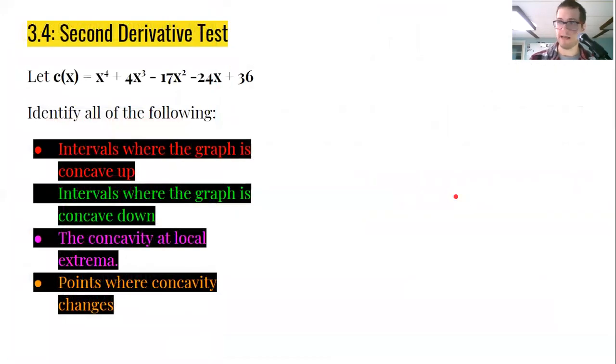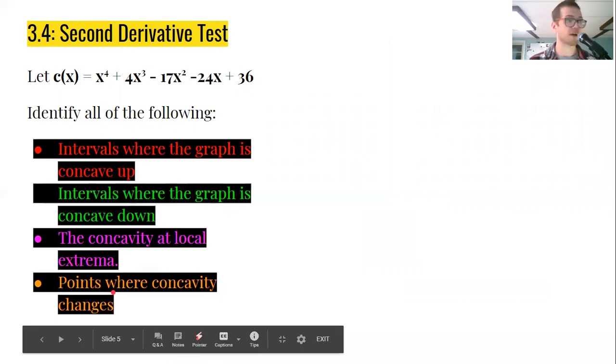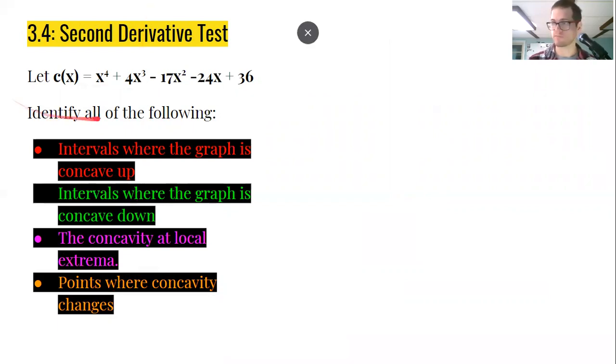So I have an equation that we're going to look at. C of x equals x to the 4th plus, whatever, it's right there. We are going to try to do this. We're going to identify intervals where the graph is concave up, intervals where the graph is concave down, the concavity at local extrema, and the points where concavity changes. We're going to try to do that exactly for this.